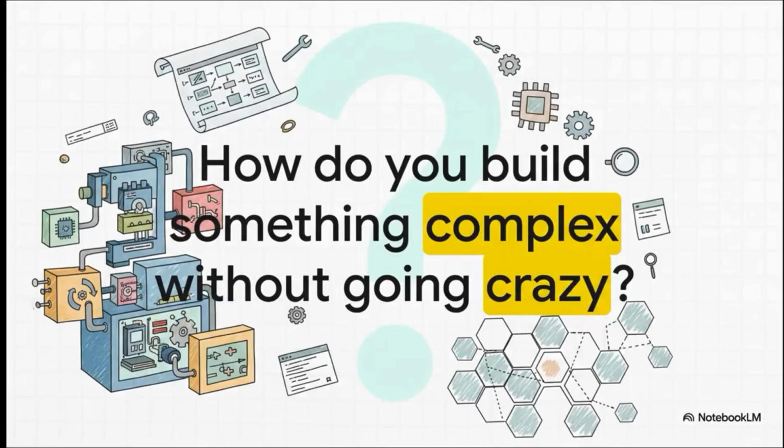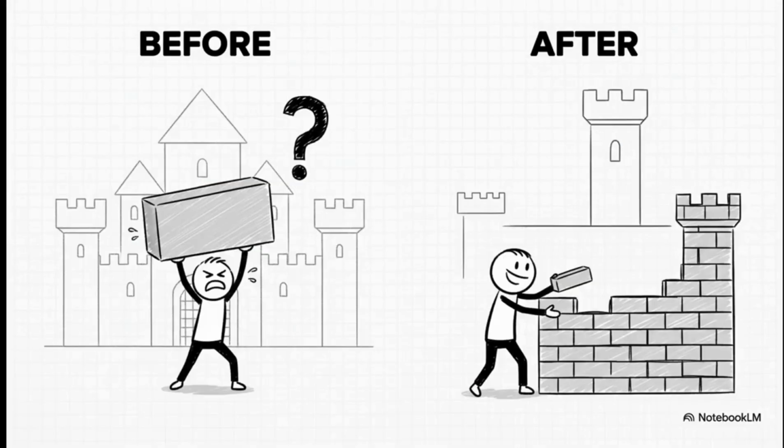So let me just ask you this. You ever stare at a giant project? I mean, it could be a massive piece of software, or even just planning a big event, and you just feel totally overwhelmed? Like, where do you even begin? How do you build something that complex without losing your mind? Well, here's the secret. You absolutely don't try to do it all at once.